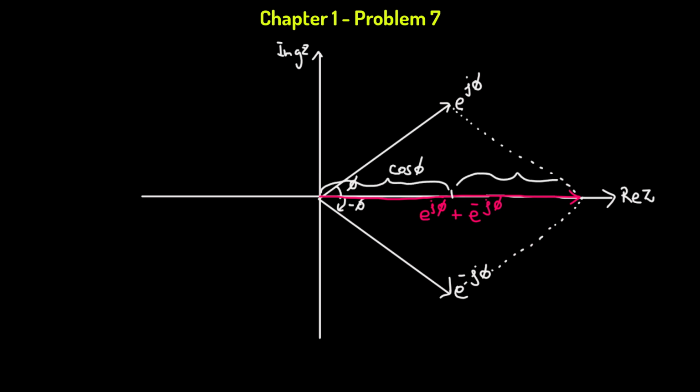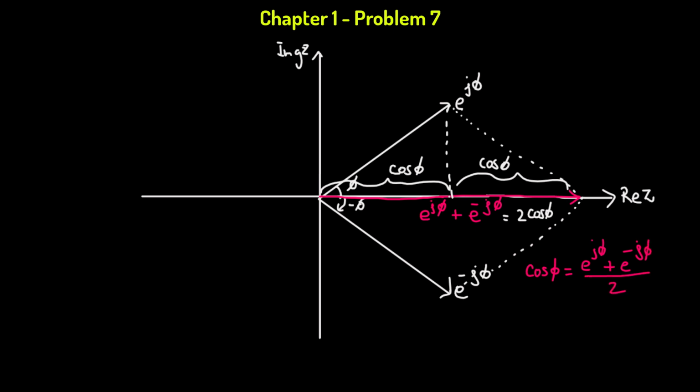Now we know that this diagonal is actually cosine phi added twice. So that means we can say that e raised to the power of j phi plus e raised to the power of negative j phi equals 2 times cosine of phi, or simply cosine of phi equals e raised to the power of j phi plus e raised to the power of negative j phi over 2.